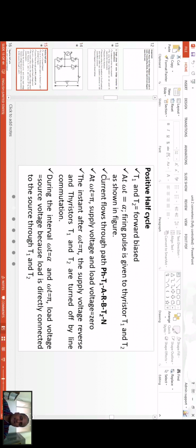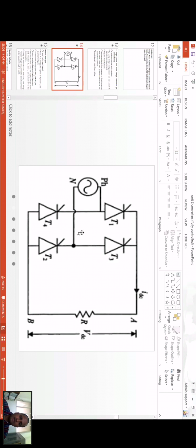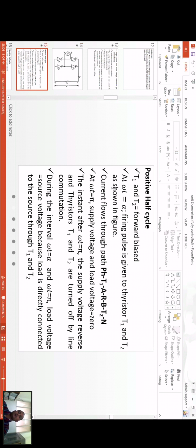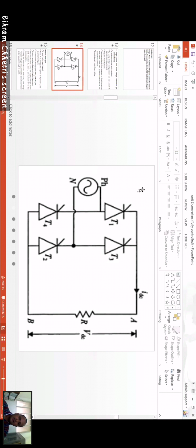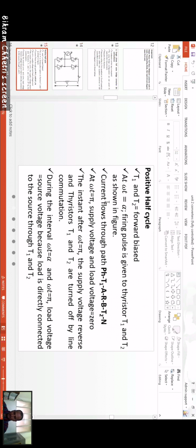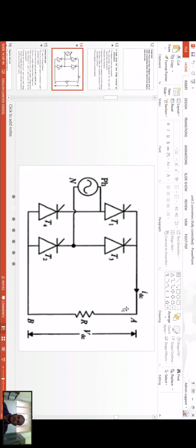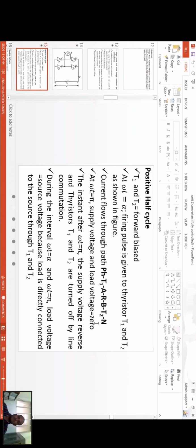During the positive half cycle, T1 and T2 thyristors will be forward biased. At omega t equals alpha, a firing pulse is given to T1 and T2, so these two are fired together and conduct together. The current flows through PH, T1, A, R, B, T2, and N. This is the flow of the current.